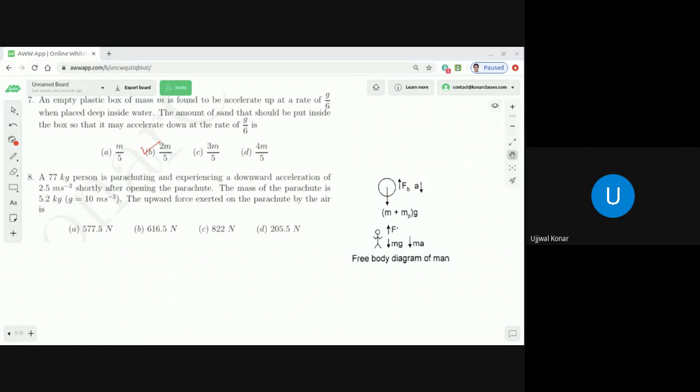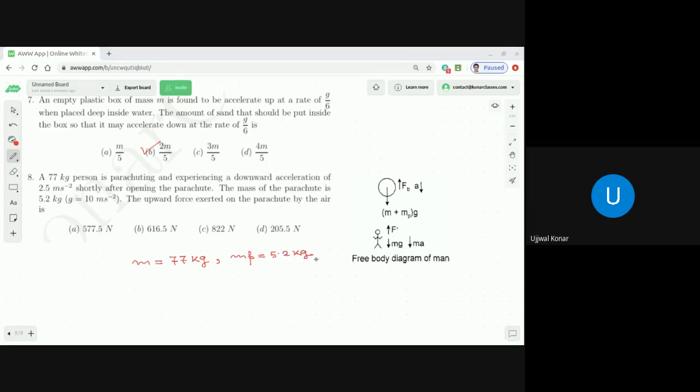Let FB be the upward force. So total mass of the system, the man and the parachute, is M plus MP, where MP is the mass of the parachute. According to the question, it is given that M is equal to 77 kg, correct? And MP is given as 5.2 kg.